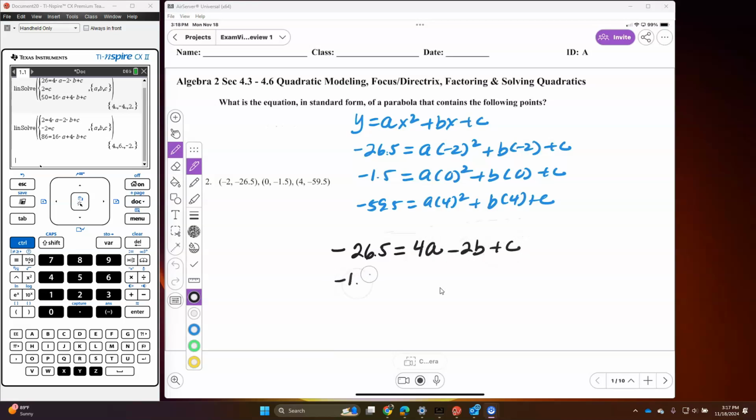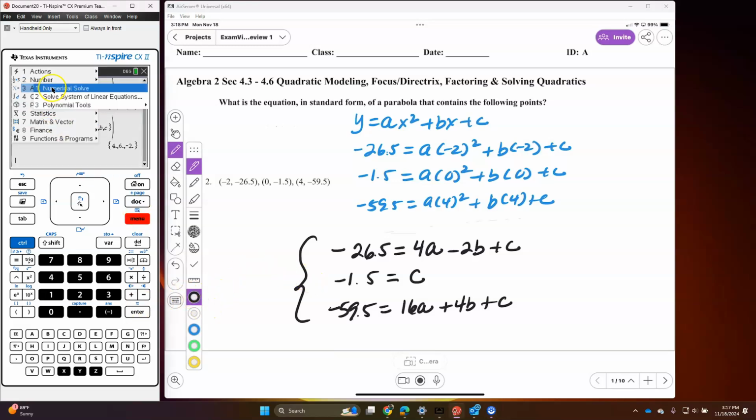We have negative 1.5, the second equation, and a times 0, b times 0, so you're left with c. And then the last equation is negative 59.5 equals 4 times 4 is 16, so you have 16a plus 4b plus c. So now I'm going to go ahead and type this into the calculator.